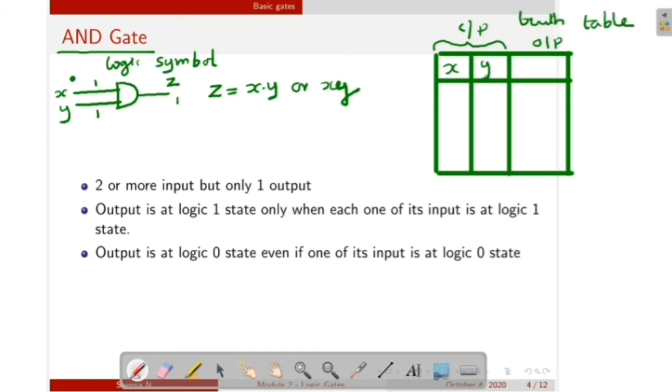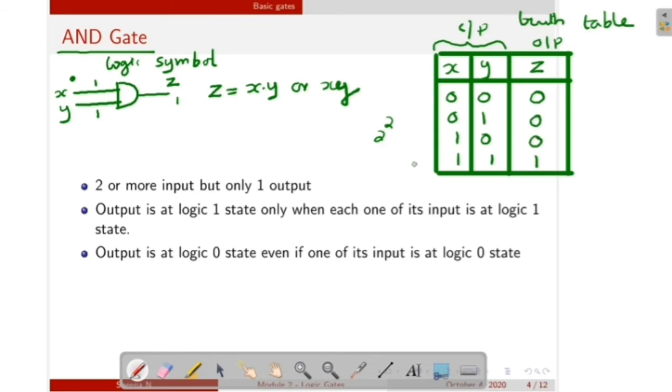Here there are two inputs, so we have 2 raised to 2 input combinations based on the input values 0s and 1s. That is 0 0, 0 1, 1 0 and 1 1. In the case of the AND gate, the output is equal to 1 only when both inputs are 1. This is the output column Z. If any one of the inputs is equal to 0, then the output is equal to 0.